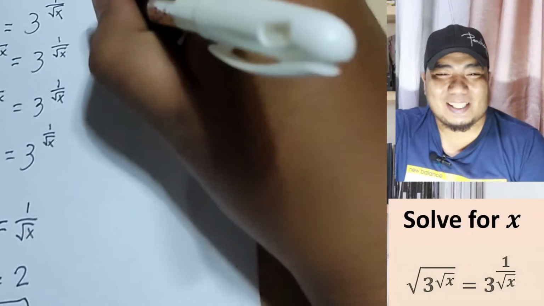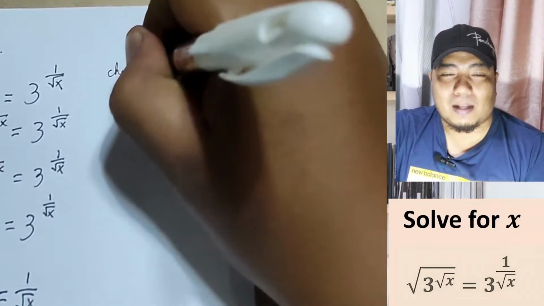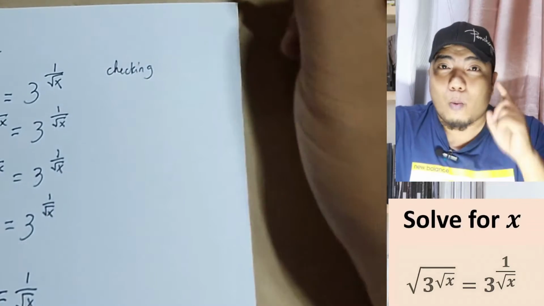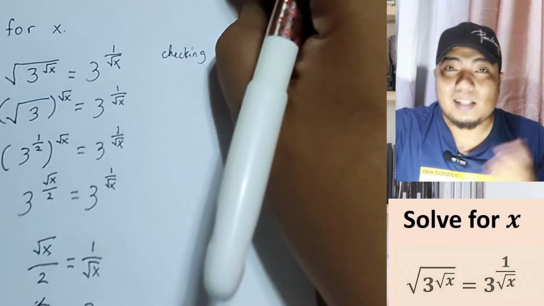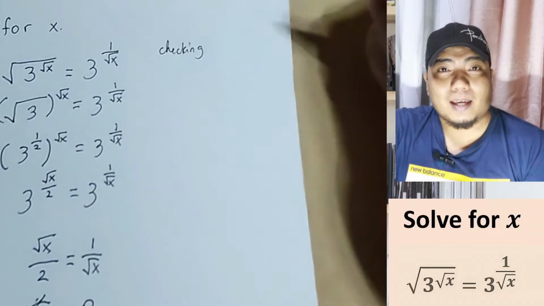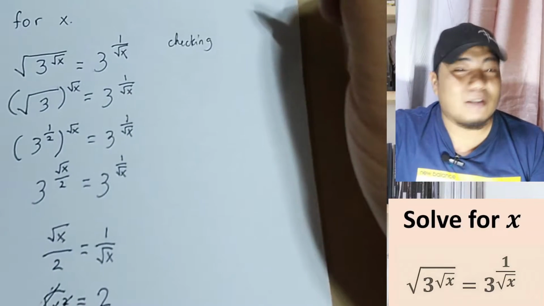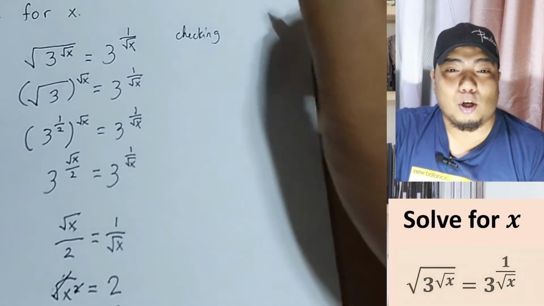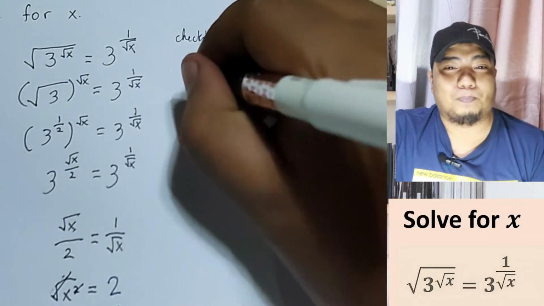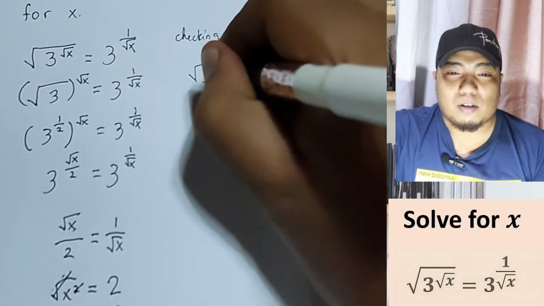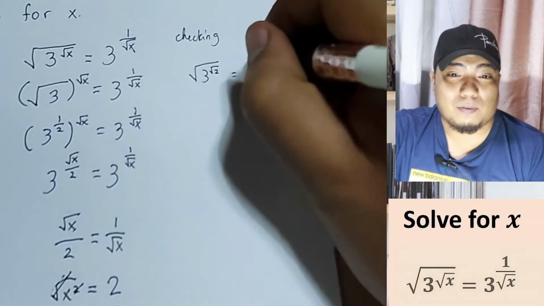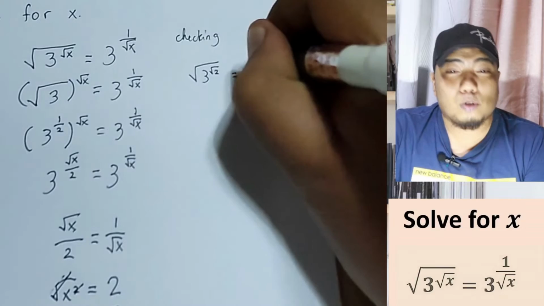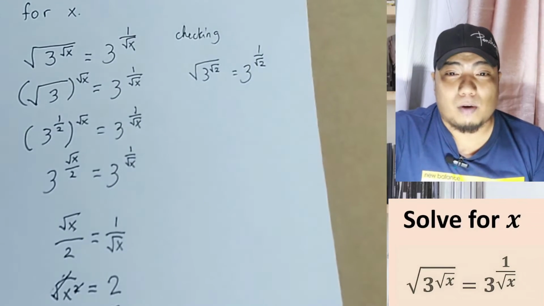All right, so now for the checking, my dear math learners, I know you want to know whether our answers are or is correct. So by checking, we just need to substitute the value of 2 to our x in the given equation. So by doing so, we have square root of 3 to the power of square root of 2 is equal to 3 to the power of 1 over square root of 2.